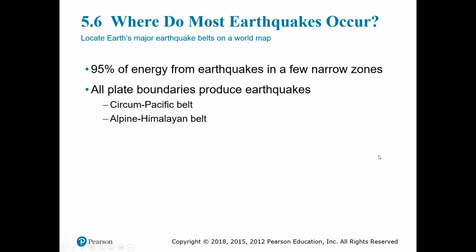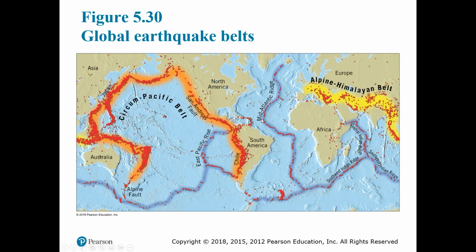Section 5.6 talks about where most of our earthquakes occur, and most of them come from a very small set of areas on Earth. It's saying here 95% of energy from earthquakes occurs in a few narrow zones. We have an area around the Pacific, that's what circum means, around the Pacific, and also the Alpine Himalayan belt as well. We see a visualization of that here. All around the Pacific Ocean, we have subduction zones that end up generating a lot of our earthquakes. And then again, near the Alpine Himalayan belt up here.